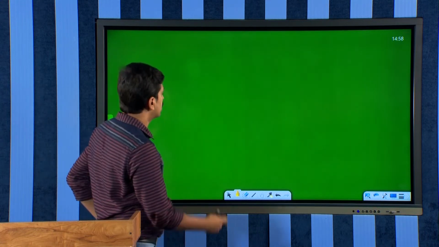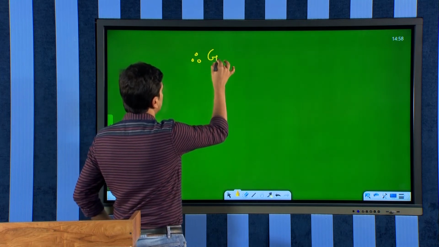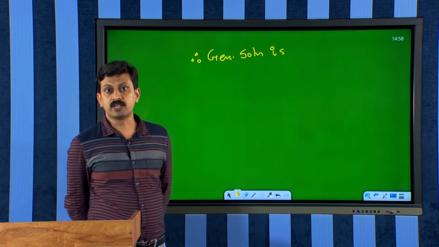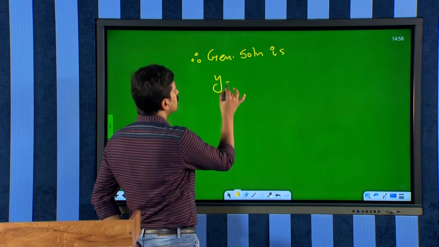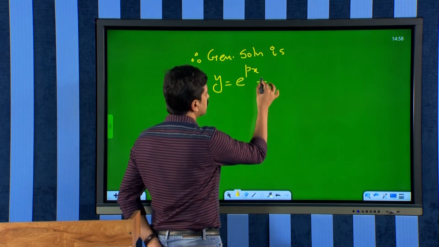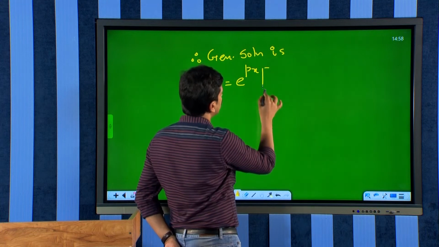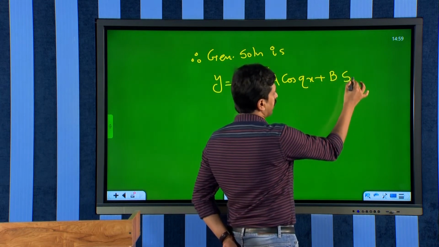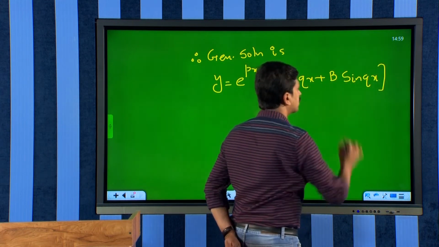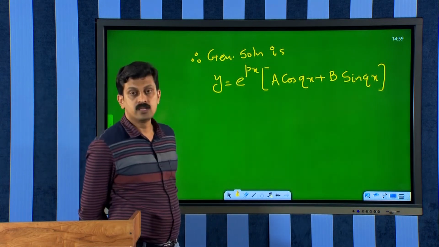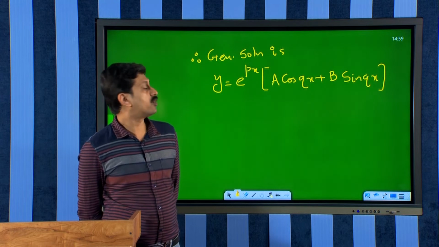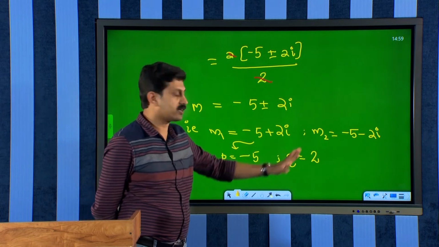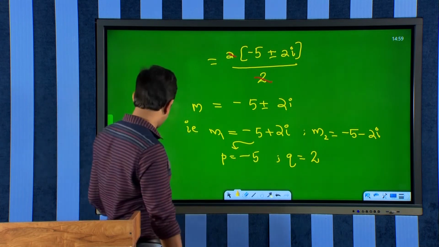Therefore, the general solution is y is equal to e raised to px into a cos qx plus b sin qx. This is the general formula for the general solution of the given differential equation. So, dear students, we can replace the values of p and q here. We found p is equal to minus 5 and q is equal to 2. So we can replace those two values there.